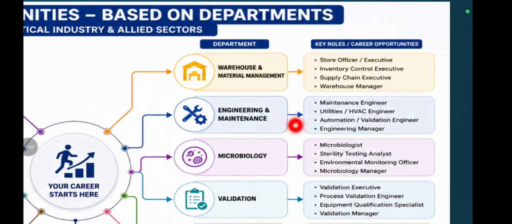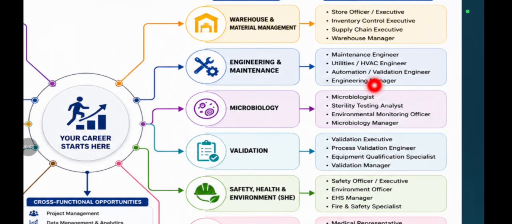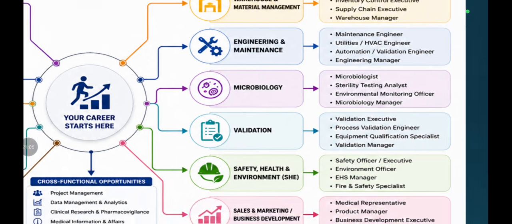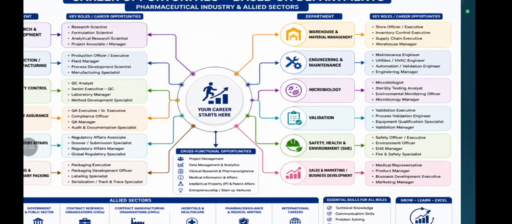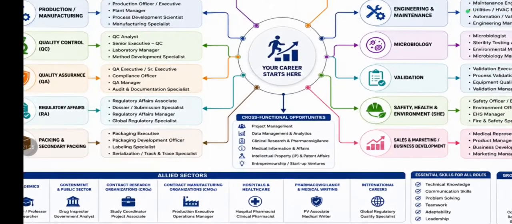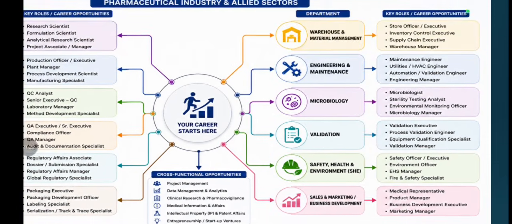Next, engineering department: maintenance engineer, utilities, automation. Okay, microbiology: microbiologist, sterile testing analyst, environmental monitoring officer, microbiology manager, etc. Validation executive, equipment qualification specialist, validation manager. Safety, environmental health: safety officer, environmental officer, EHS manager, fire safety officer. Sales, marketing, business: medical representative, product manager, business development executive, marketing manager. So these are the different types of opportunities available for pharma students in different levels of departments.